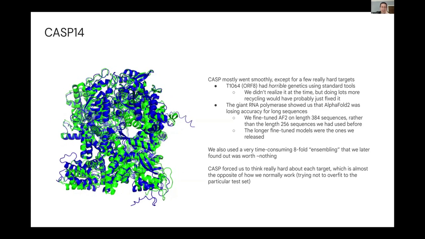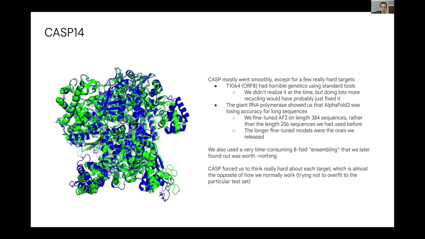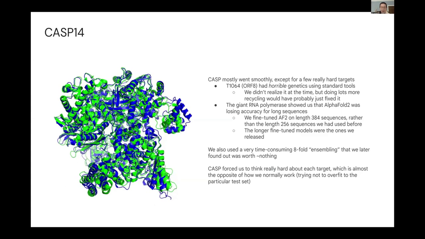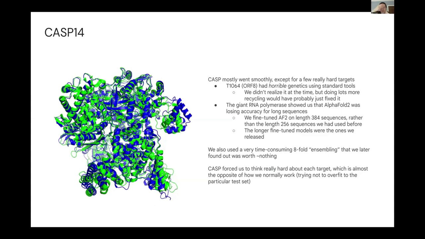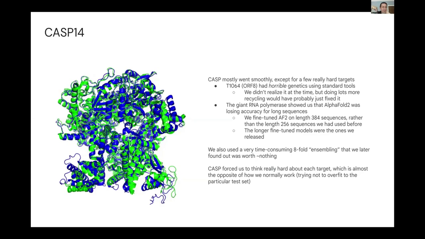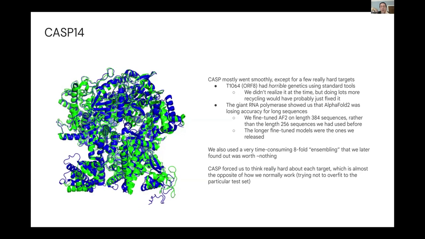And we took that lesson into AlphaFold, especially AlphaFold Multimer 2.3. We also did a really ill-advised ensembling over CASP that we measured later as being worth basically nothing and just made it 8 times more expensive. So we definitely made mistakes. But CASP forced us to think really, really hard about each target.